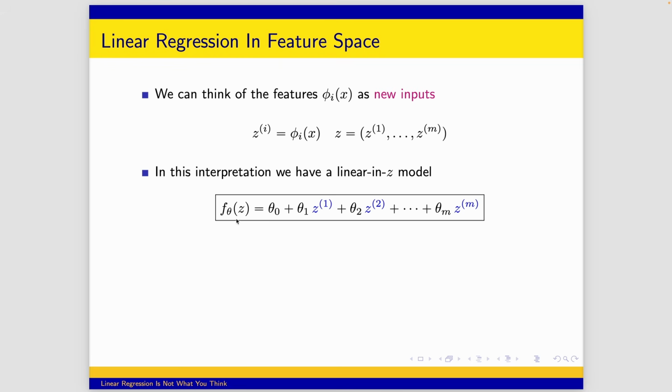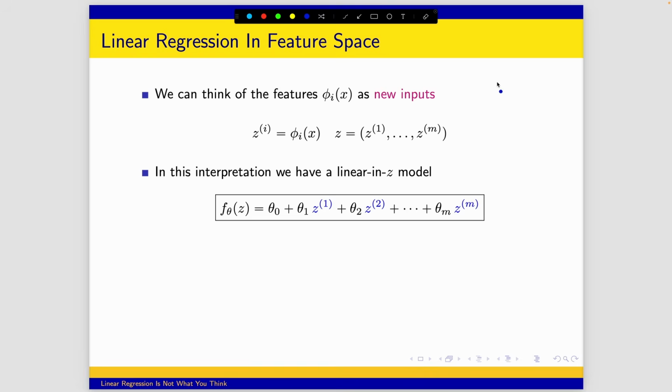So what we're equivalently doing is posing this model. f theta of z, now not of x, but of z, is equal to this function here, which is linear in the thetas and linear in z, linear in each of its components or coordinates.